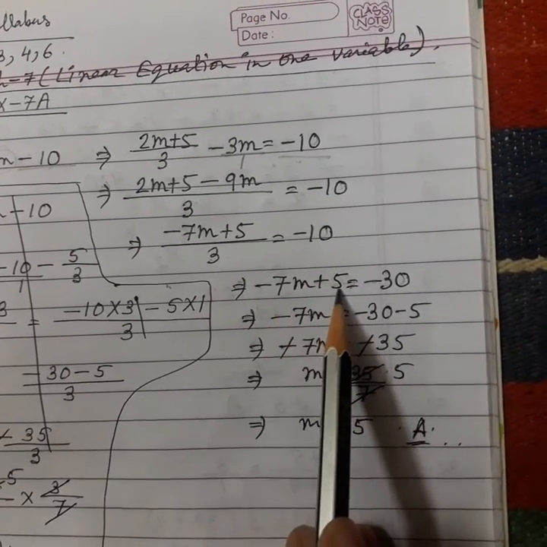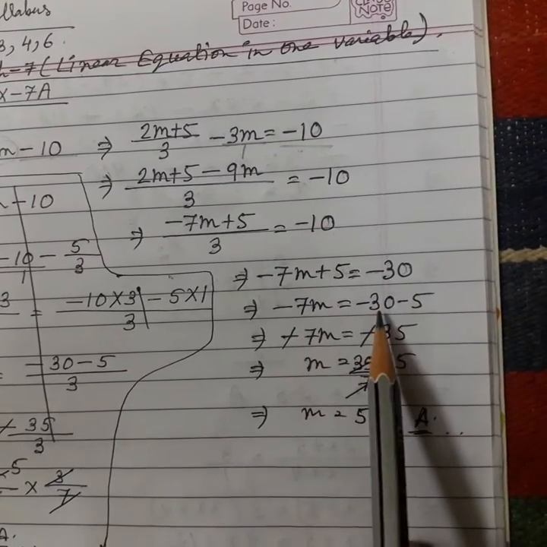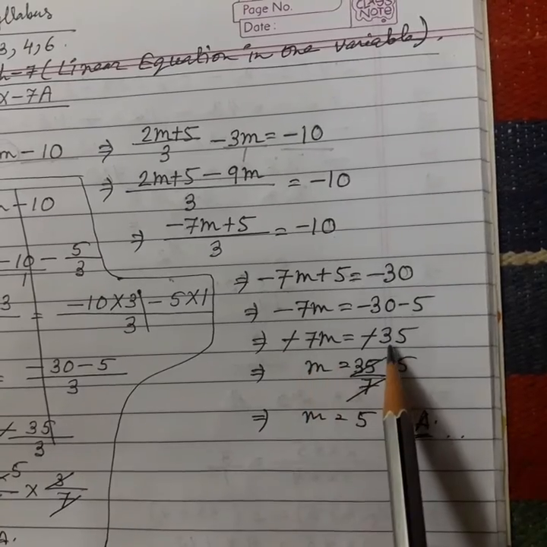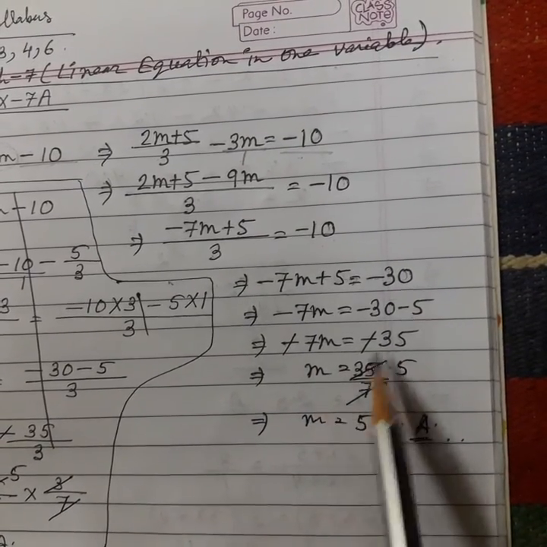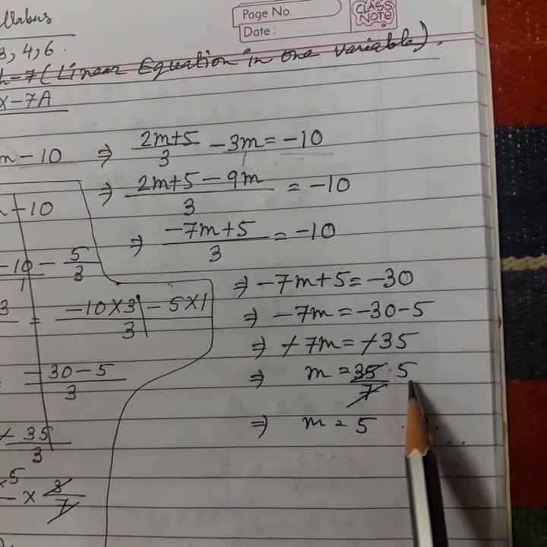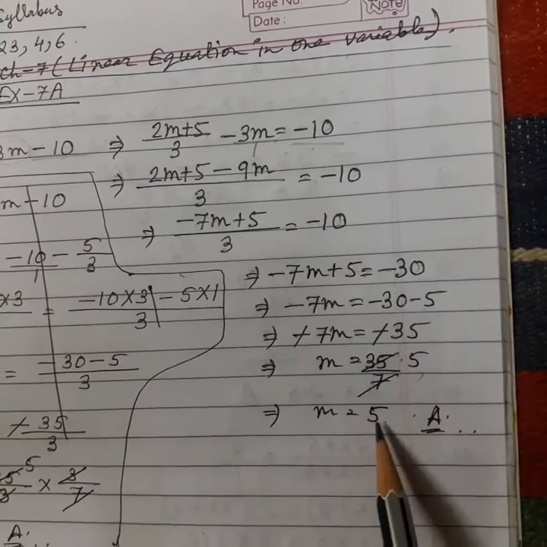So minus 7m plus 5 equal to 3 into minus 10, so minus 30. Minus 7m equal to minus 30 plus 5, which will be minus 5. So minus 7m equal to minus 35. On both sides minus will cancel. So m equal to 35 by 7, that is 5. So m equal to 5, that will be the answer.